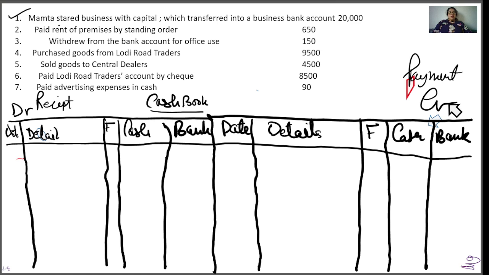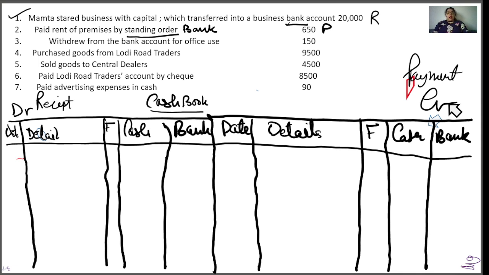So here, Mamta started a business. If she started a business with capital, it means something comes into the business, so R. Now you have to think what comes in. Underline bank comes in. So receipt, underline bank. Next, payment, rent. You paid rent, so it's a payment. You paid either through cash or bank. A standing order is written here, so bank is involved.